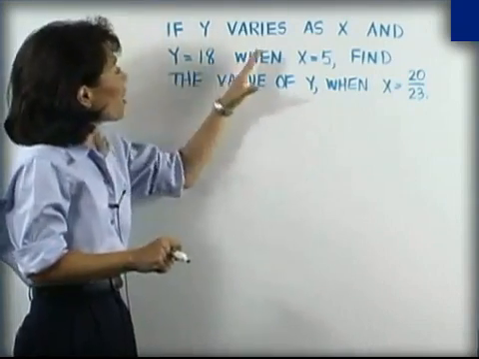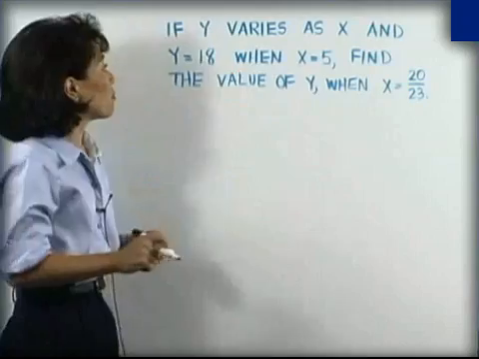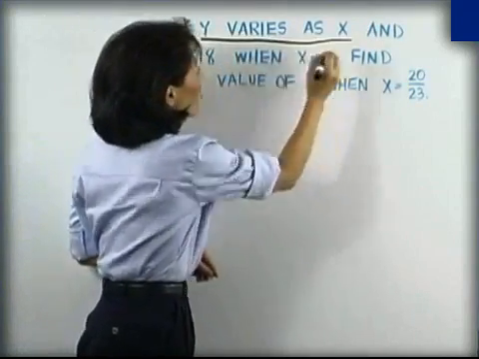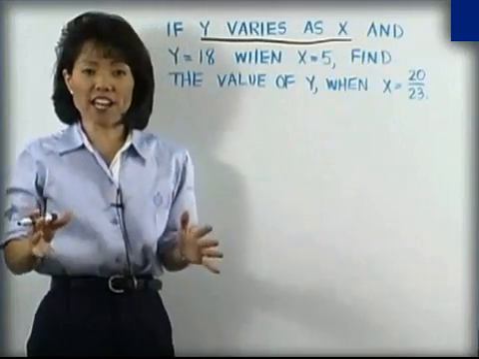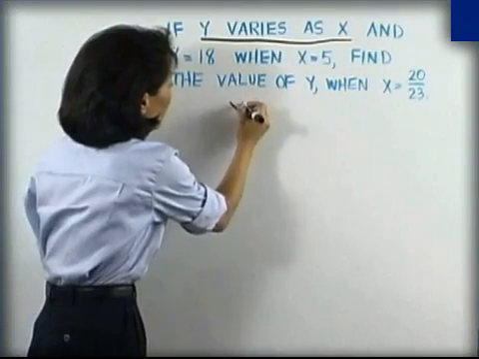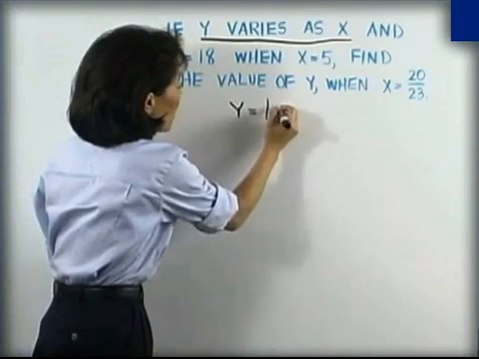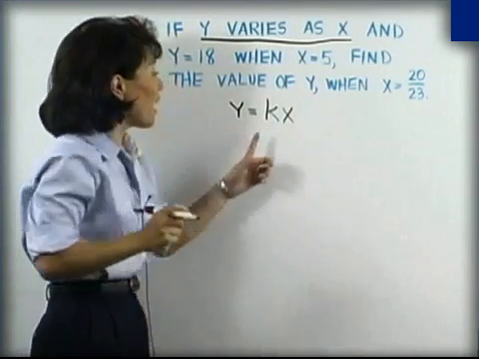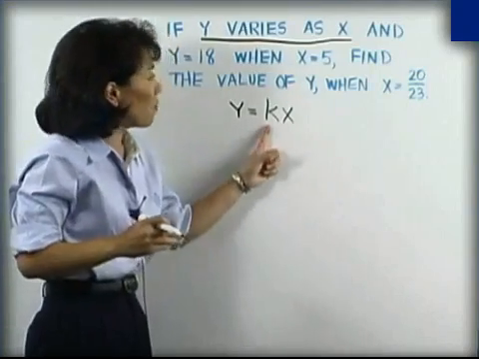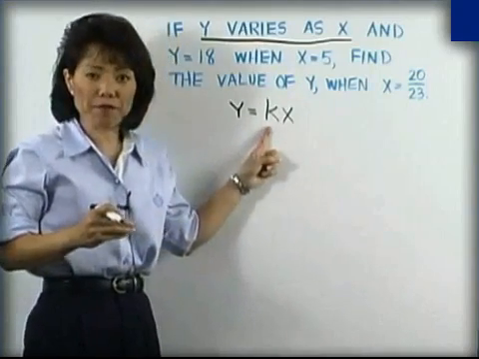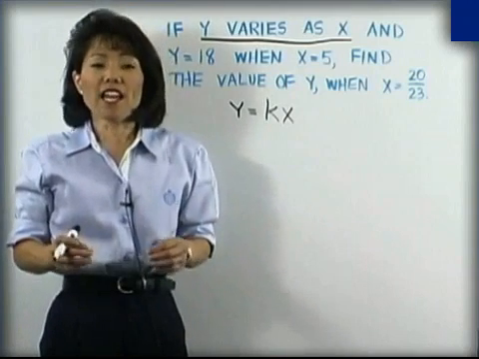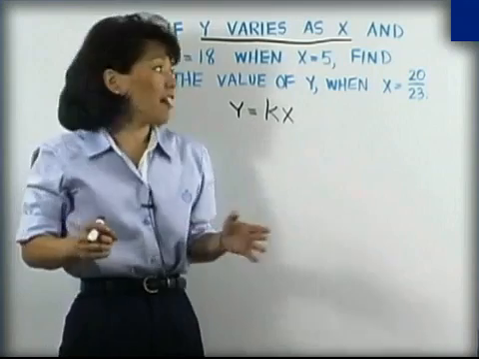Now, the key phrase you're looking for in these variation problems is right here. Y varies as x. When you see that phrase, you write the equation of variation, y is equal to kx. K is called our constant of variation. It's going to remain the same throughout the problem. So our first step in solving these variation problems is to find out what is k.